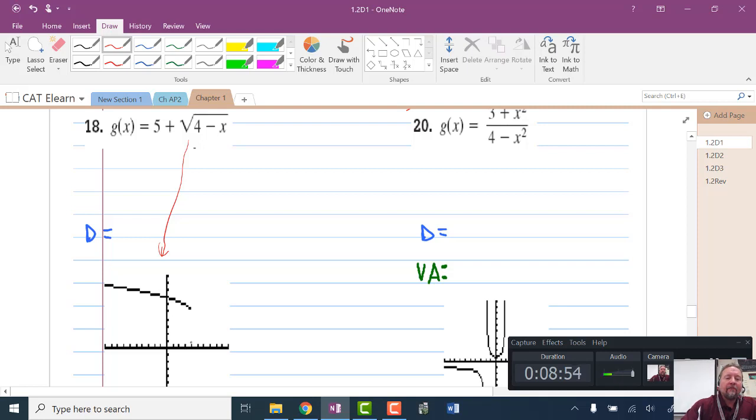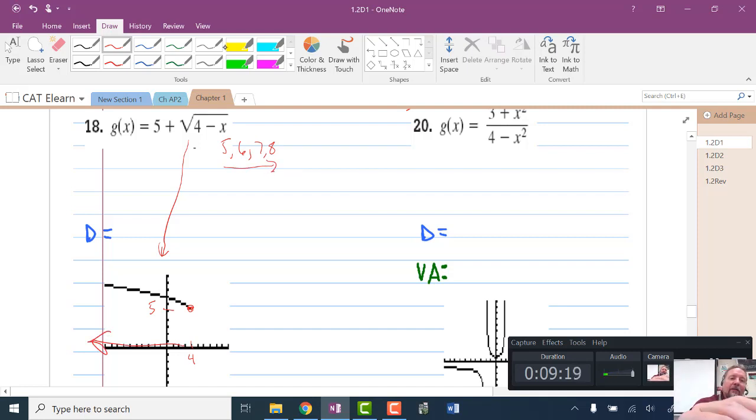Well, look, I can plug in 4 and I get 0, square root of 0 is 0, plus 5. So this is at (4, 5). I think that's 5. I don't have time to count. But then what happens when I plug in 5, 6, 7, 8? Who do we appreciate? Those are all real numbers when I plug that in. That's why the domain goes this way.